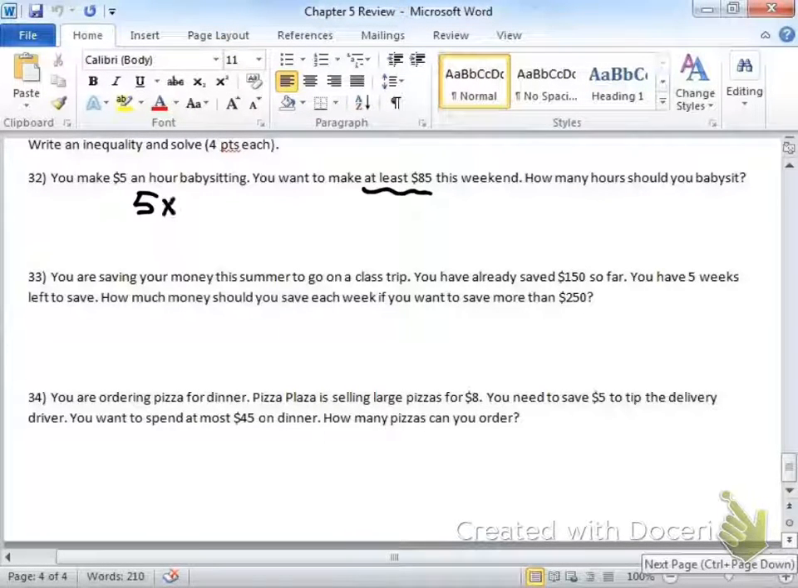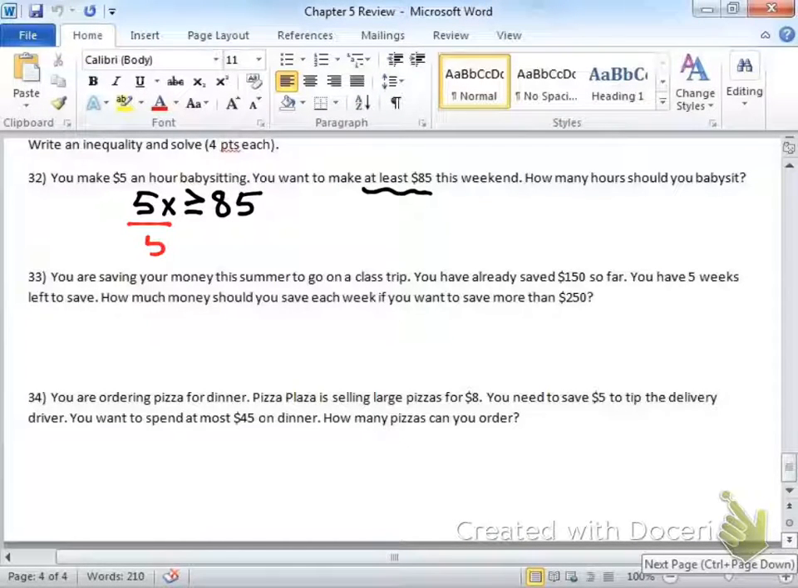5x, that's how much you're going to make, right? And you want that, the smallest possible value of that is 85, right? If it's at least 85. So you want your number to be bigger than 85, but it could be equal to 85. That'd be fine. At least 85. Very good. Now you got to solve.